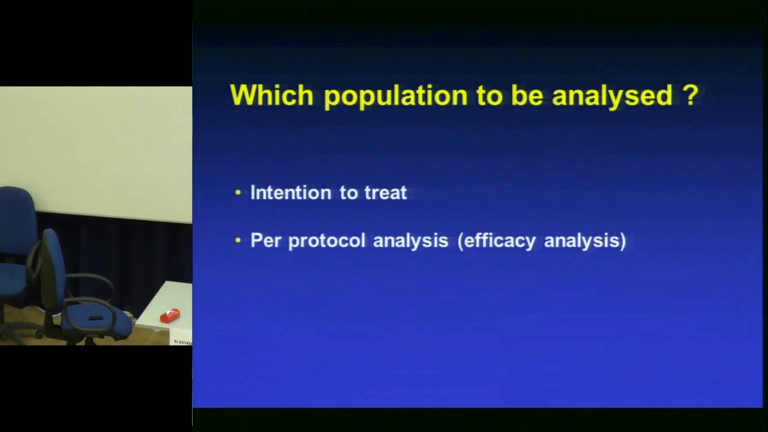We have two analyses for a randomized controlled trial, usually. The so-called intention to treat and the per protocol analysis. Which is the best? Marco, which one will you read?